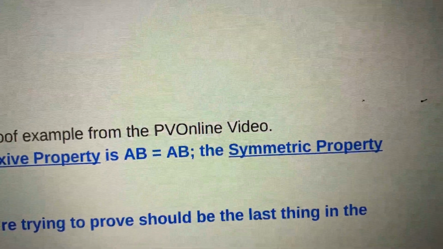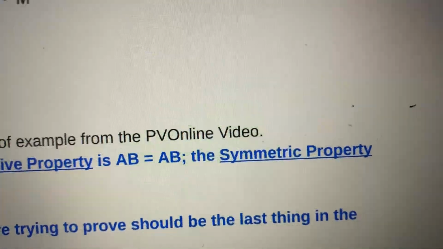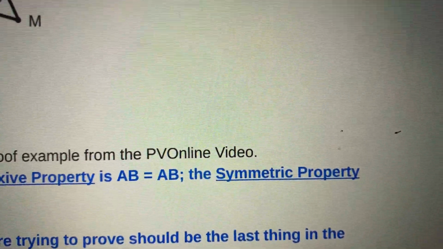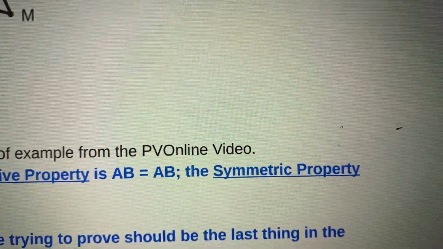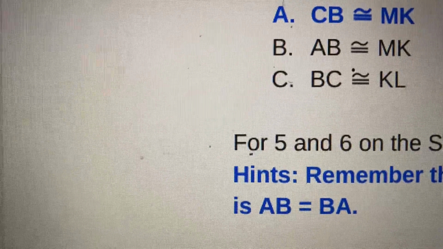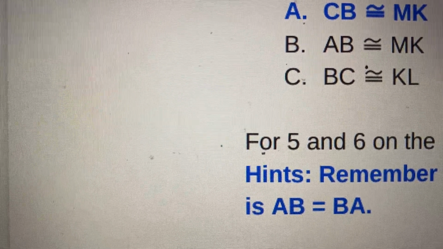Symmetric is on your SR, but we haven't had it in a while, so I wanted to remind you. Hint, hint, maybe the one you're going to choose on the SR is symmetric. Symmetric is going to be the same thing but flipped around. So it's going to be AB is equal to BA. We just take it and flip it around.